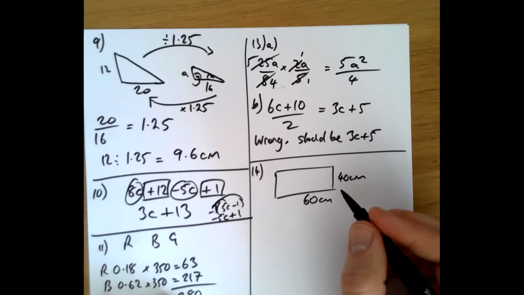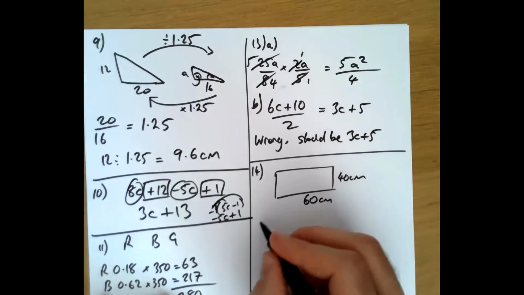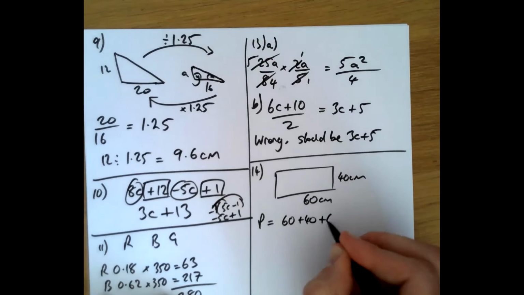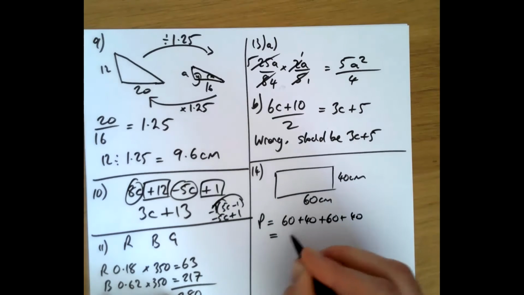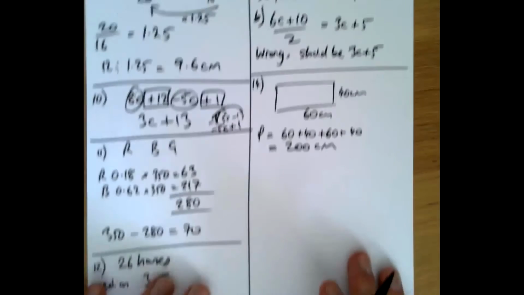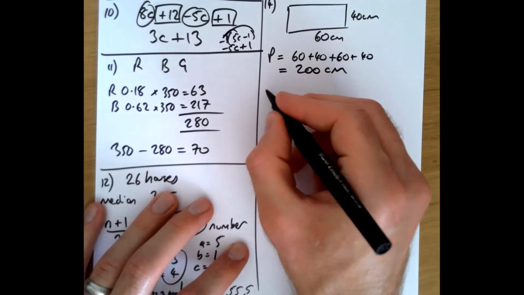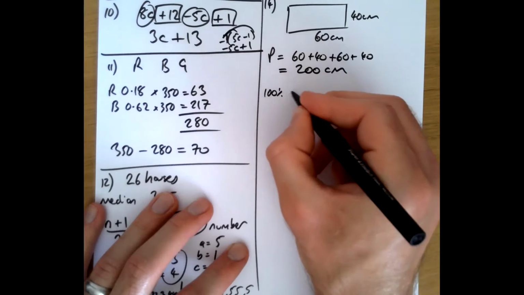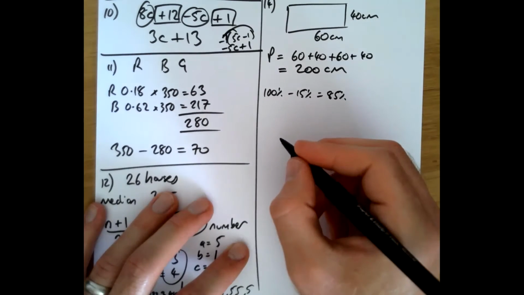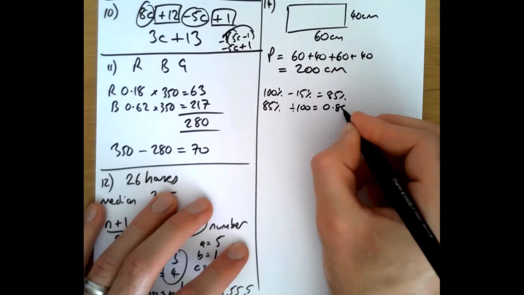So you just got to break these questions down. So we're talking about the perimeter. So let's work out the overall perimeter of this. Well, it's going to be 60 add 40, add 60, add 40, which is 200 centimeters. So the original perimeter is 200 centimeters. Now, if you decrease something by 15%, the long-winded way of doing it is where you start with 100%. Take off 15%, you get 85%. Turn that into a decimal by dividing by 100, and this is what's called our multiplier.